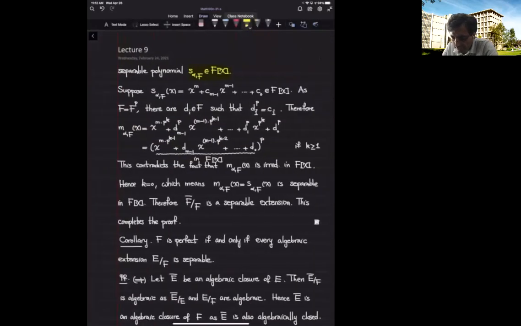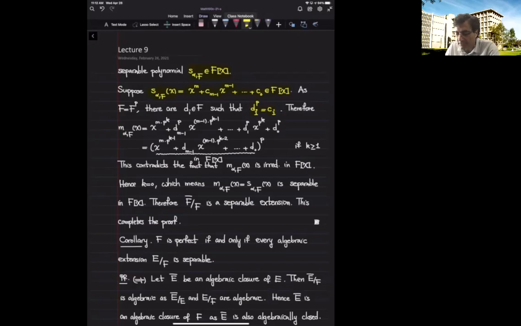So let's assume that coefficients of this separable polynomial are denoted by c sub i's. So it is x to the m plus c sub m minus 1, x to the m minus 1, and so on. These coefficients belong to f. Now, f is a perfect field. That means every element inside f can be written as something raised to power p. So c sub i's can be written as d sub i raised to power p. So for every index i, c sub i is d sub i raised to power p.